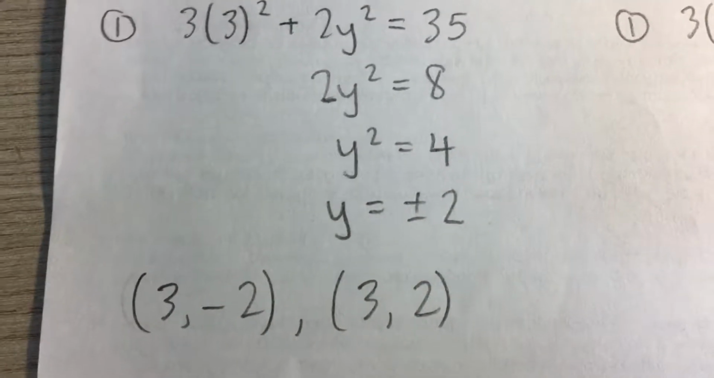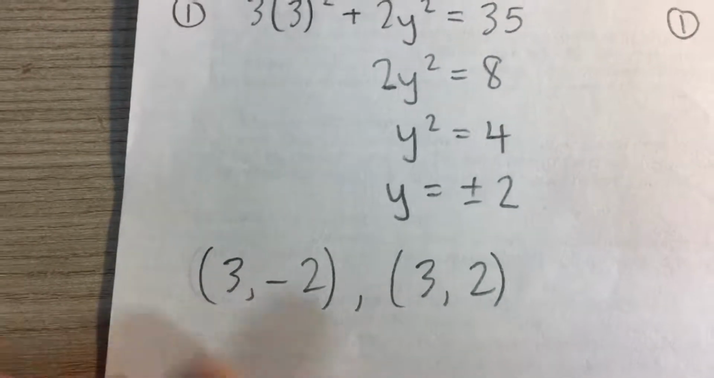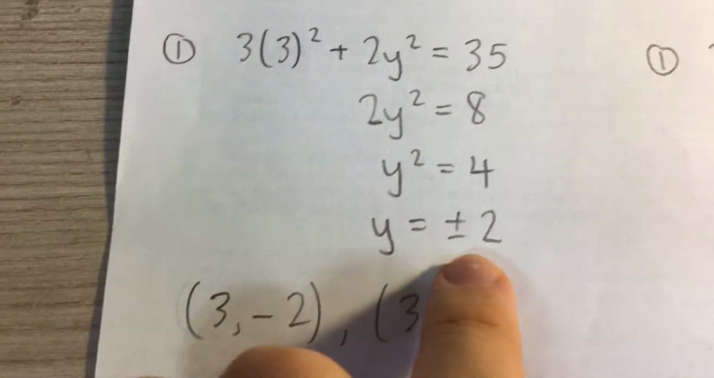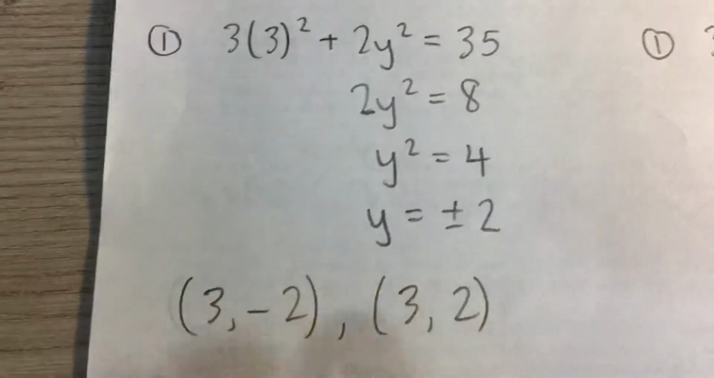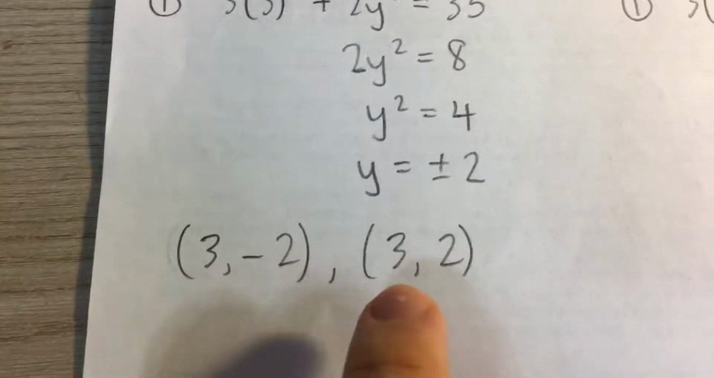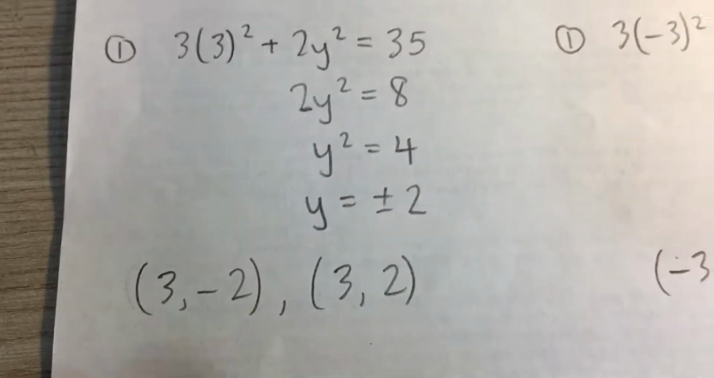And so what this means is there are two solutions in this case. When x is 3, y can either be 2 or negative 2. So you can see here, I have the coordinates. When x is 3, it could be negative 2, and also 3, positive 2.